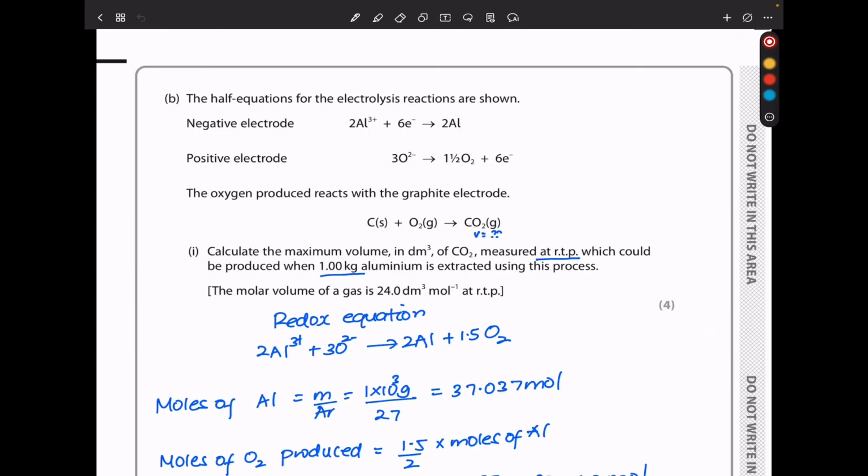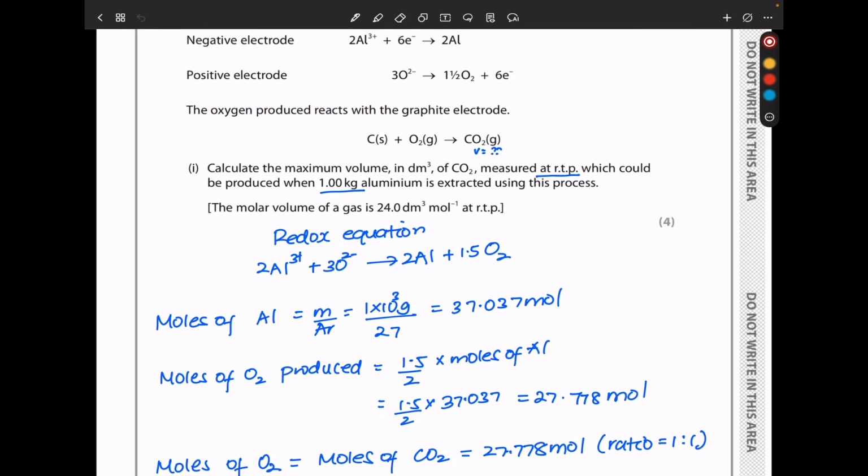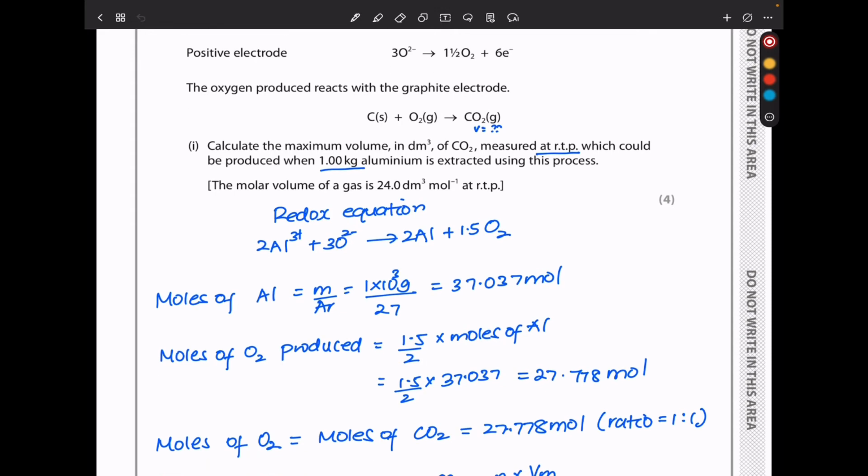In part B, the half equations for the electrolysis reactions are shown. So there is that as well as that. The oxygen produced reacts with the graphite electrodes, so we can see that. They want you to calculate the maximum volume in decimeters cubed of carbon dioxide measured at room temperature and pressure, which could be produced when 1 kilogram of aluminium is extracted using this process. The molar volume is 24 decimeters cubed per mole at room temperature and pressure.